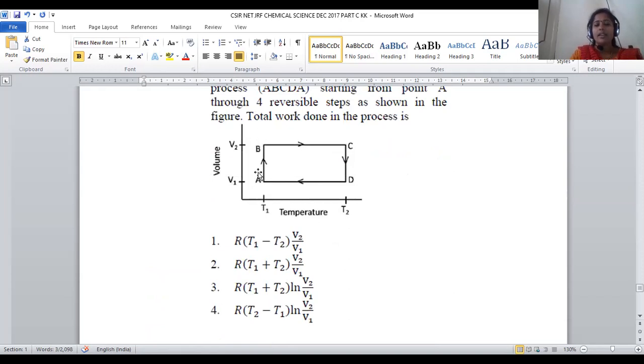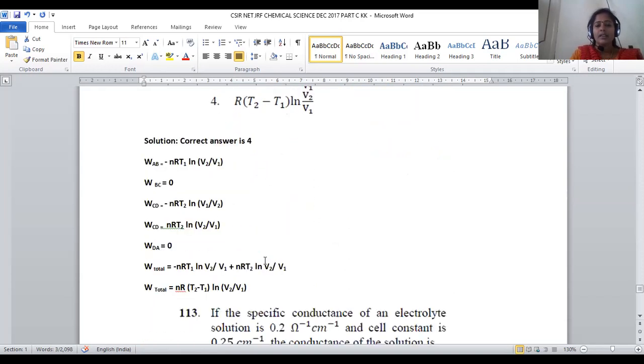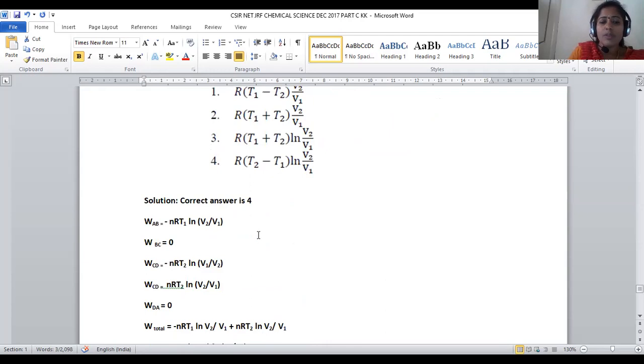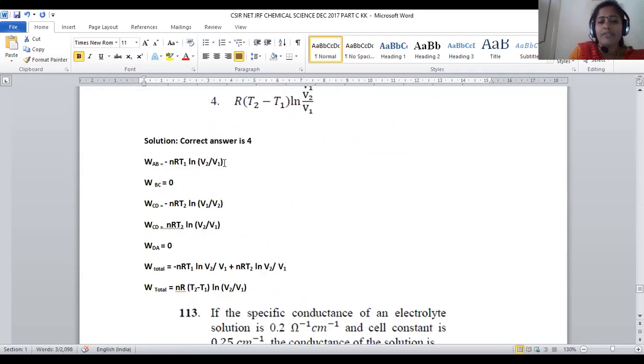WAB. When we are taking WAB, work done in this region, A to B, is given by minus nRT1 ln V2 by V1. Total work done in this region will be isothermal. They are lying on the same temperature, T1, but volume goes from V1 to V2. So A to B lie on the same temperature line, so we can say this is an isothermal condition. In this isothermal condition, V1 to V2 transition is possible, right? Now the formula becomes minus nRT ln V2 by V1. Okay, so this is for WAB.